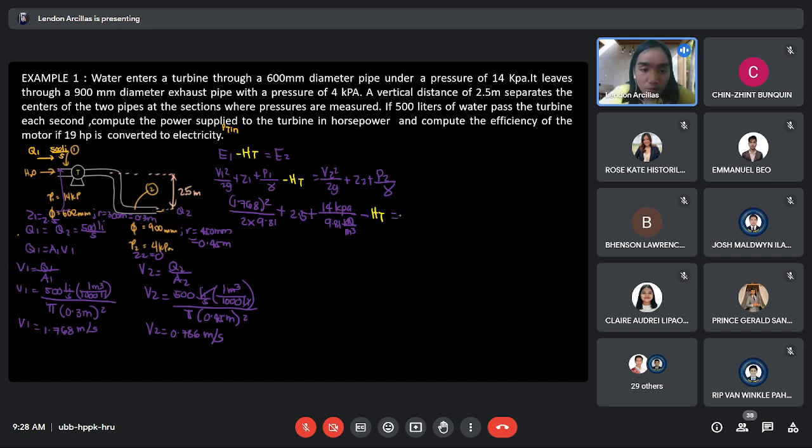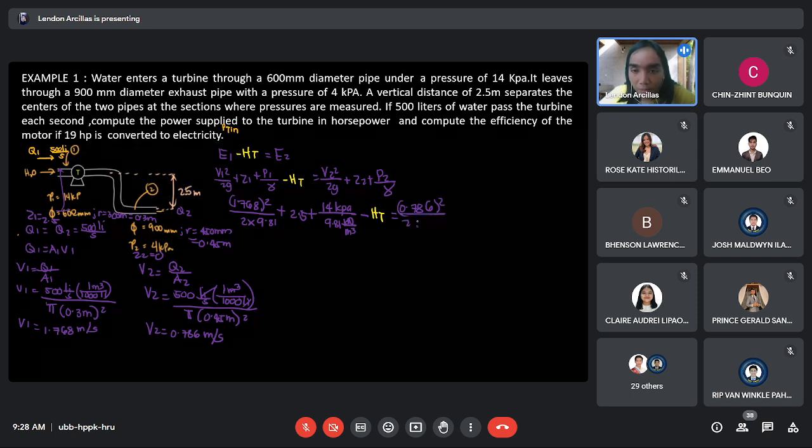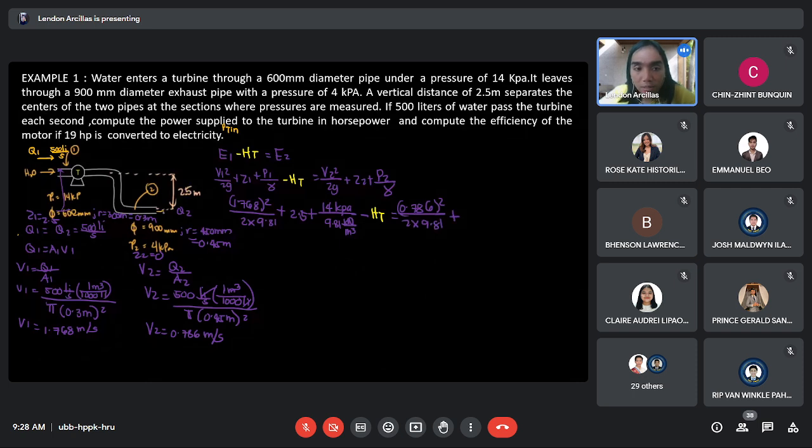So, velocity 2 is 0.786 squared over 2 times 9.81 meters per second squared. Plus, again, ang Z2 is 0 because level siya ng datum. Plus, P2, pressure at point 2, is 4 kilopascal over 9.81, since this is water flowing inside a pipe. So, malalaman na natin yung value ng HT.